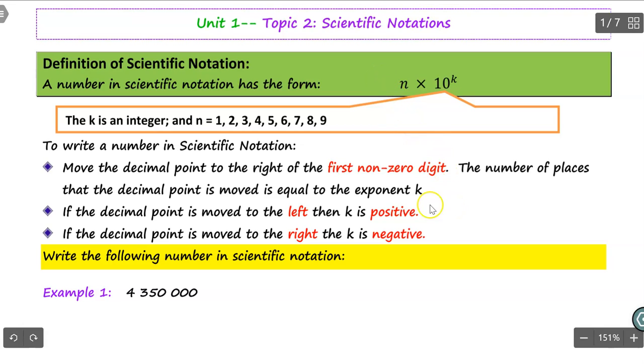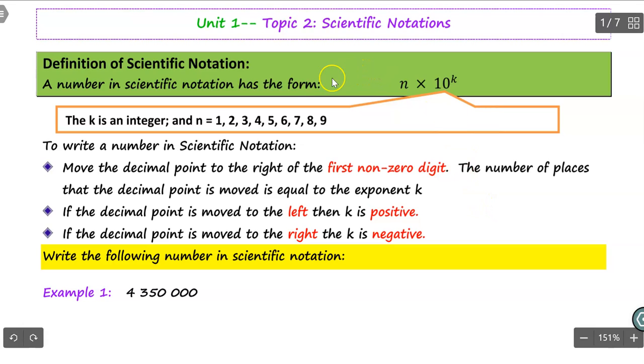To write a number in scientific notation, there are several steps that we have to follow. We are going to move the decimal point to the right of the first non-zero digit. The number of places that the decimal point is moved is equal to the exponent k. So you indicate the decimal point, then you move it to the right of the first non-zero digit. The direction that you move the decimal point will identify whether your k is positive or negative. If you move to the left, then k is positive. You move to the right, k is negative.